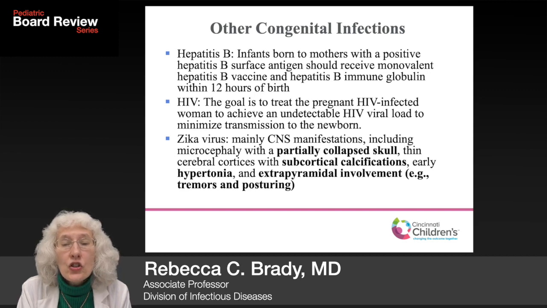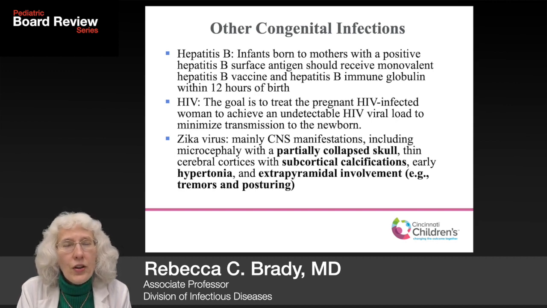These are some of the other congenital infections. So hepatitis B: pregnant women should have a hepatitis B surface antigen, even if they've come in and not received prenatal care. That's one of the tests that's usually pretty quickly done in labor and delivery. If the mother is hepatitis B surface antigen positive, the baby gets not only the routine hepatitis B vaccine, but also hepatitis B immune globulin, and the goal is to try to get that HBIG within 12 hours of birth. With HIV, the goal is really treating the pregnant HIV-infected woman to achieve an undetectable HIV viral load to minimize transmission to the newborn.